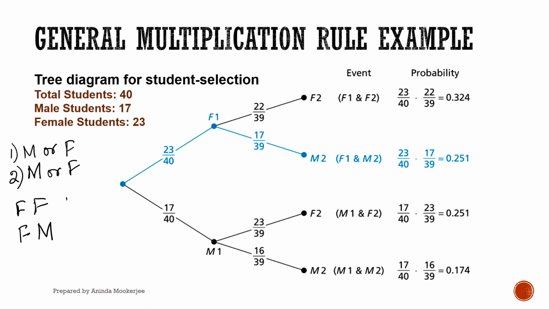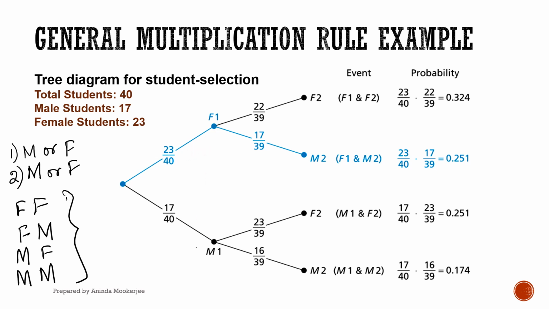Now, the other alternative is if I get a male in the first draw, then in the second draw, I can get a female, or in the second draw, I can get another male. So these are the complete combinations of genders I can get by drawing two names from my pool of 40 students. Okay, so now I want to calculate the probabilities.